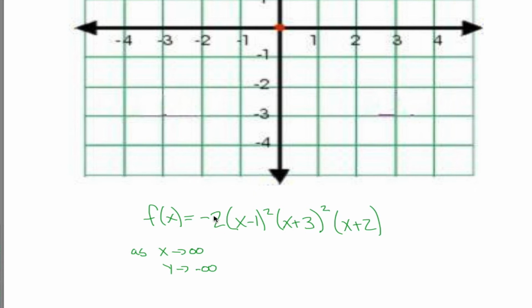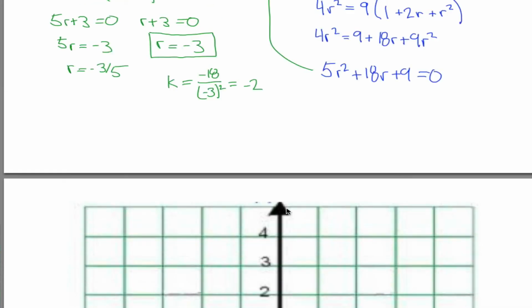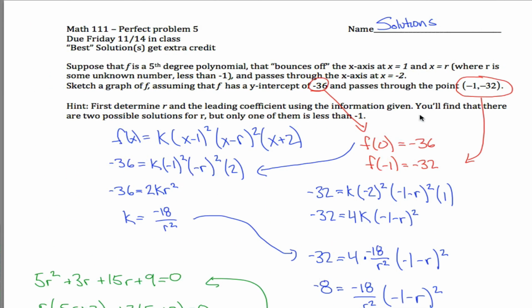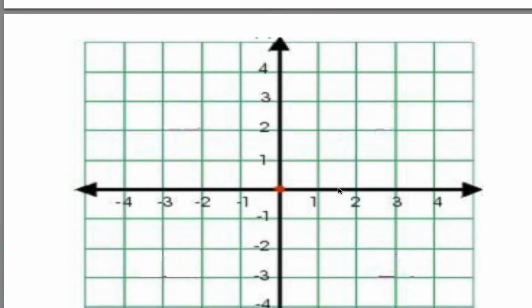But this negative leading coefficient flips things over the x-axis, so it makes it so that it goes down when you go to the right and up when you go to the left. So when I go to the left, I go up. So I have to exhibit this end behavior. I have to make sure that I go through the correct x-intercepts, and I want the y-intercept to be negative 36. How am I going to do that?